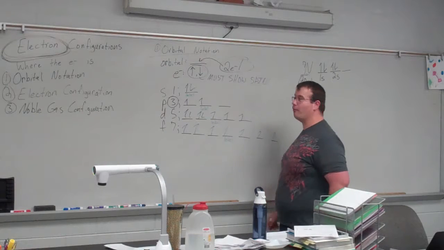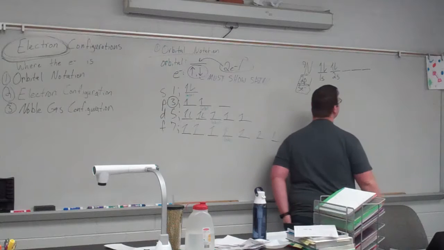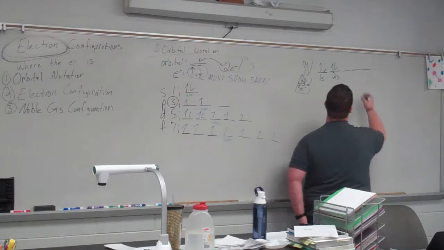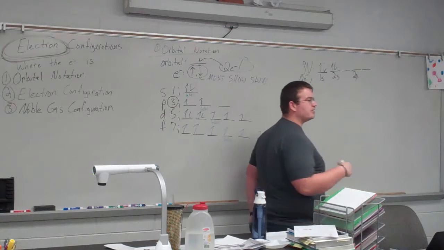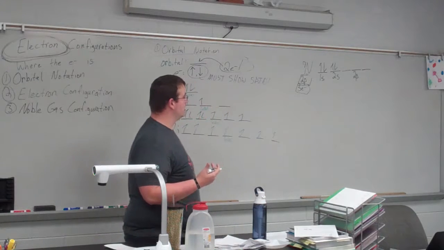I am waiting on answers. Where do we label at? In the middle. So right here at 2p. How many electrons do I have that I have to represent?